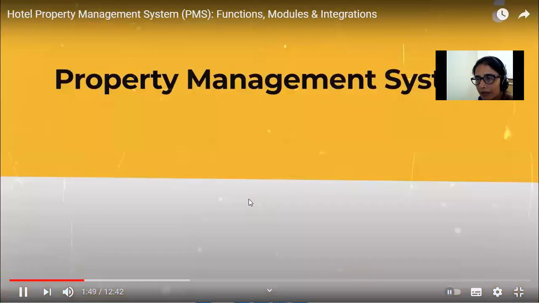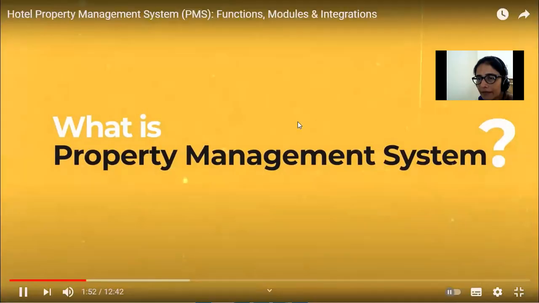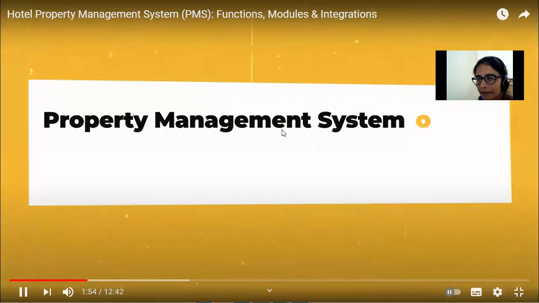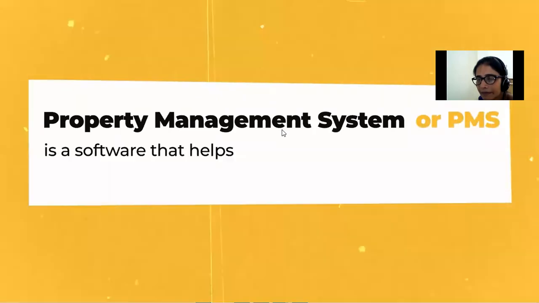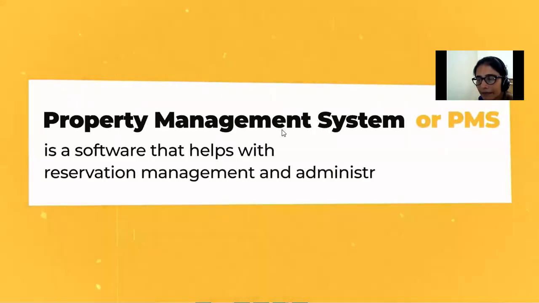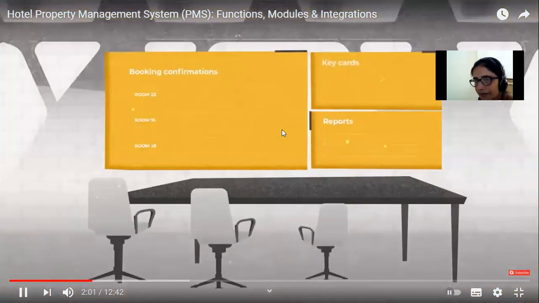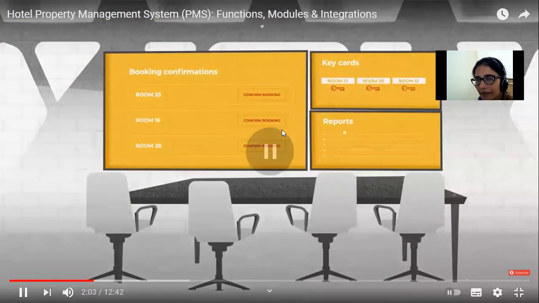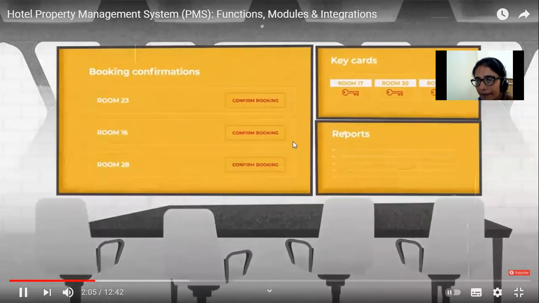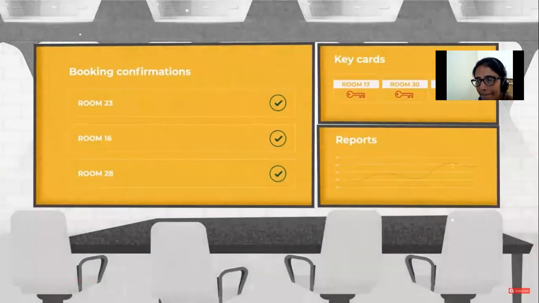What is a property management system? A property management system, or PMS, is software that helps with reservation management and administrative tasks. A modern PMS is like a single command center for managing all essential functions, from sending booking confirmations to issuing key cards and reporting on basic KPIs. Here we can manage all the bookings.